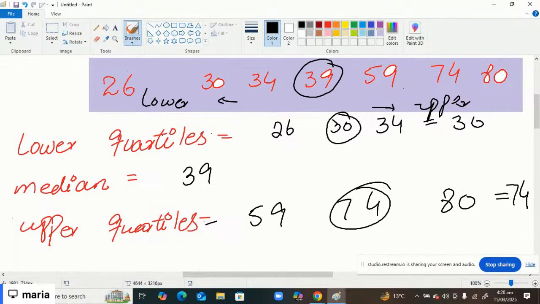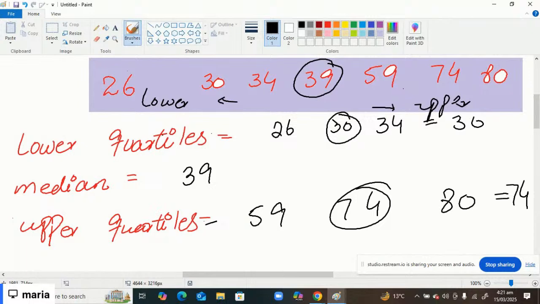Now we're going to check what the lower quartiles and the upper quartiles are. The lower quartiles are the digits on the left side of the median, and the upper quartiles are the digits on the right side of the median. The median is 39 here, so all the digits on the right side, which are the upper, are 59, 74 and 80. Again, finding the middle.